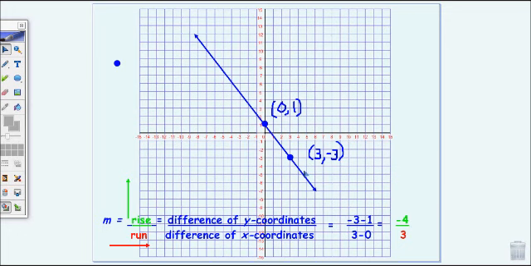Again, I'm going to do my run this time, and my run is going to be that I am going to look at the x coordinate. That would be 3. Oh, I'm sorry, yes, 3 here. And then I'm going to go to this one, and that's 0. So 3 minus 0 is 3.